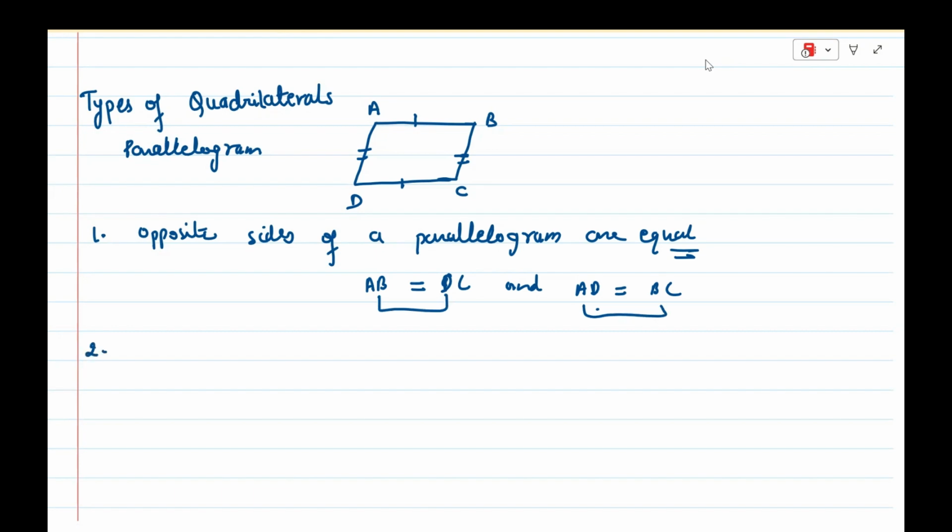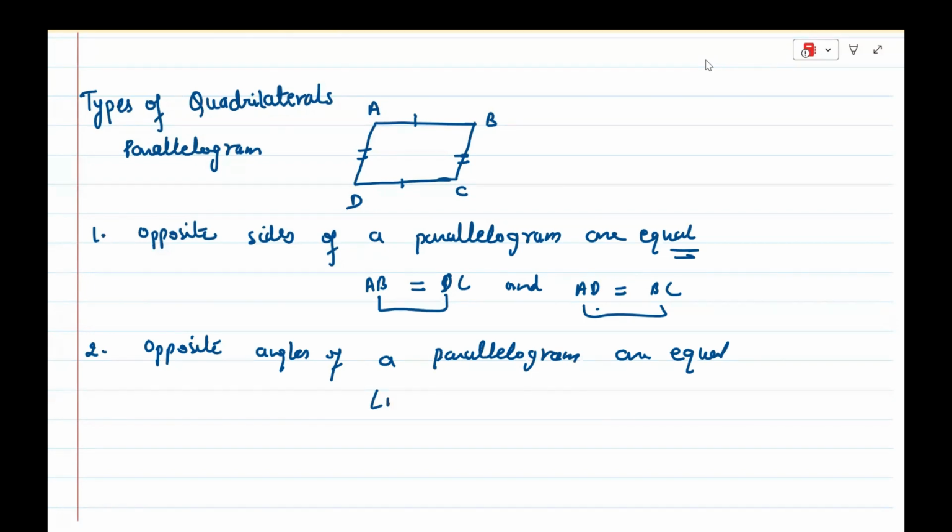The second property of a parallelogram: opposite angles of a parallelogram are also equal. Let's see that. If I take angle A, what is the opposite angle? It is angle C. As the property says, they are equal. Similarly, if I take angle B, opposite is angle D. Opposite means diagonally, this one. So these two are equal. So I can say a parallelogram has two pairs of opposite angles and they are equal.